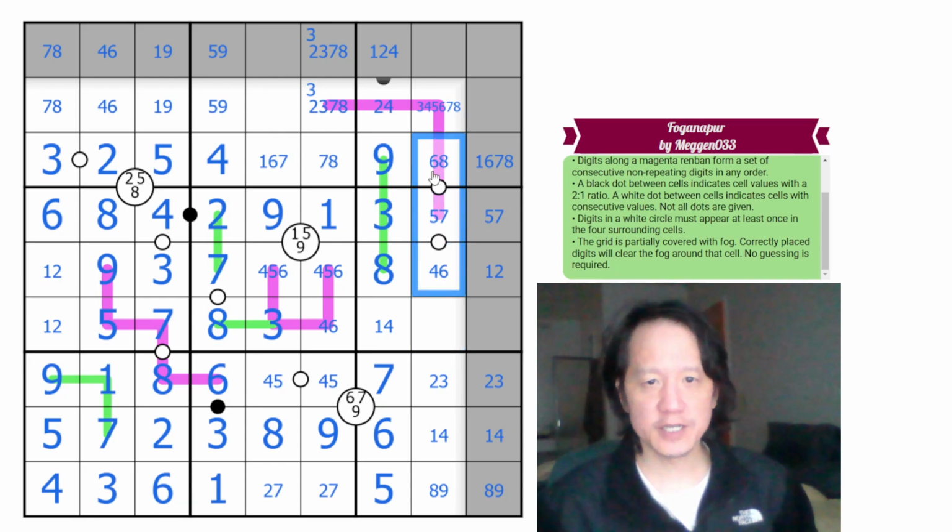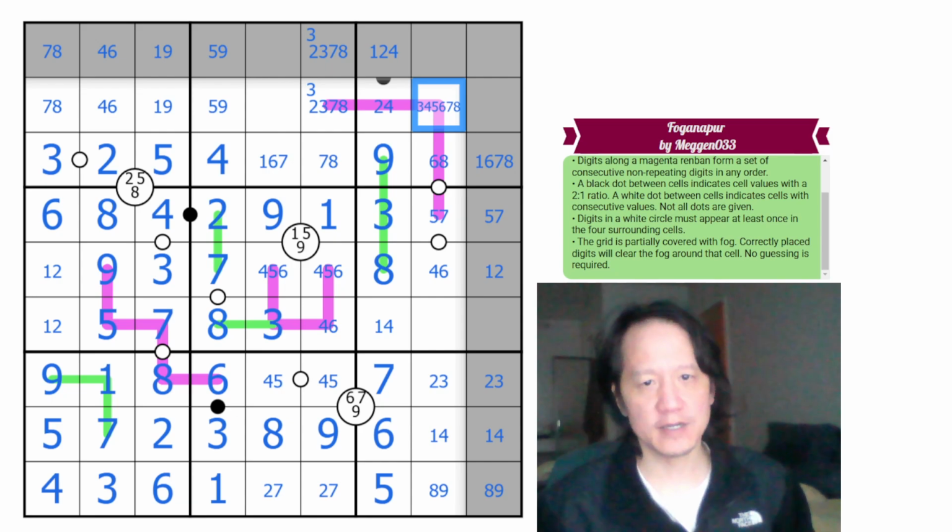Also, for this set of consecutive digits, it's either 4, 5, or 6, or it's 6, 7, and 8. Therefore, either way, it contains a 6. So this cannot be a 6 here. So if this is 4, 5, and 6, how does, if this is 6, 7, 8, how would that work?